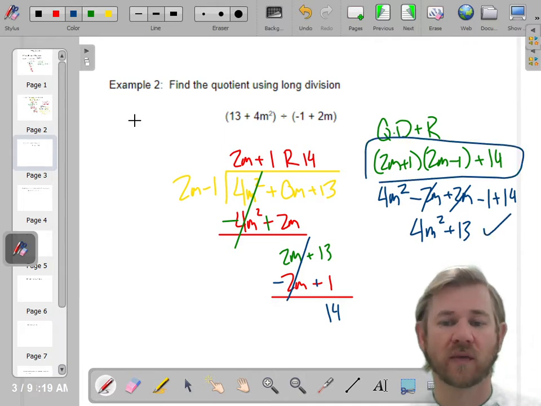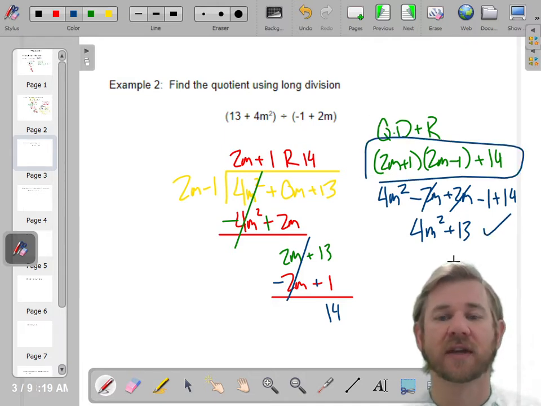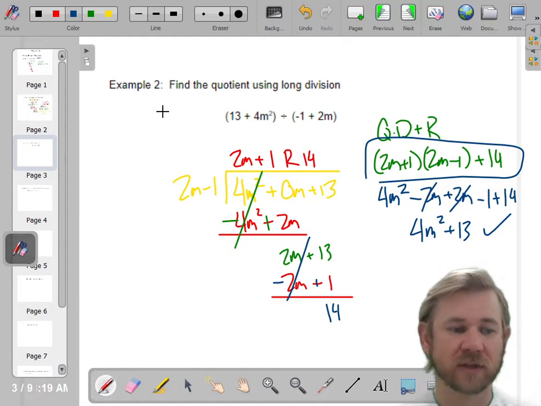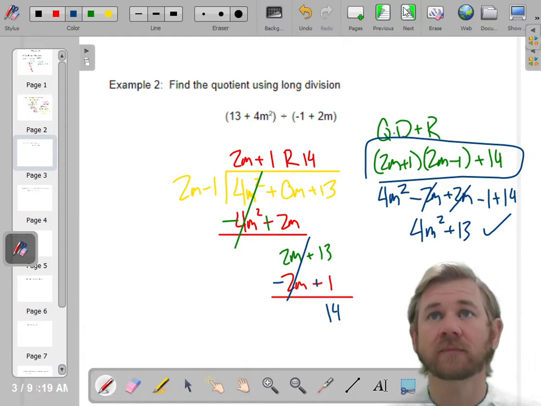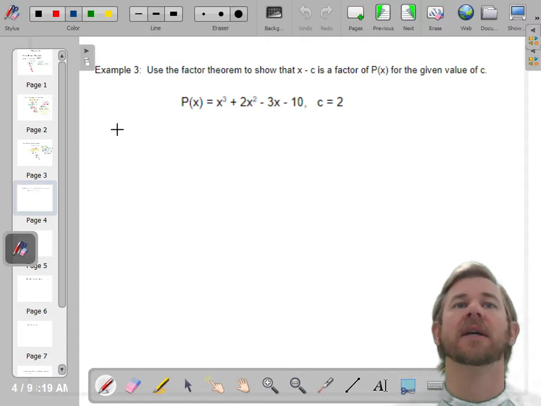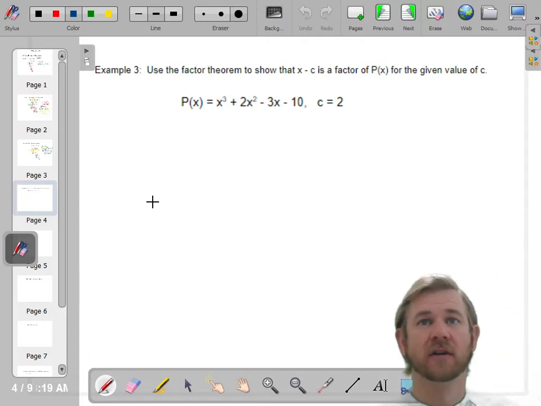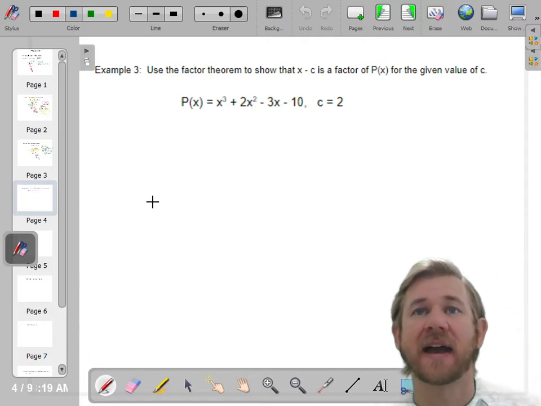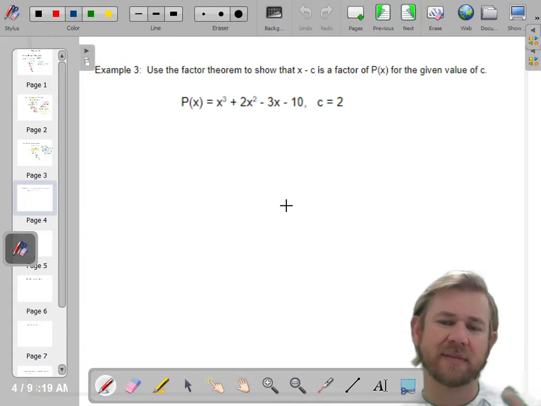That's how we're going to write our answer: quotient times divisor plus remainder for every problem that we do with division. Let's try another one. This one says use the factor theorem to show that x minus c is a factor. So you've got to think about what that means.